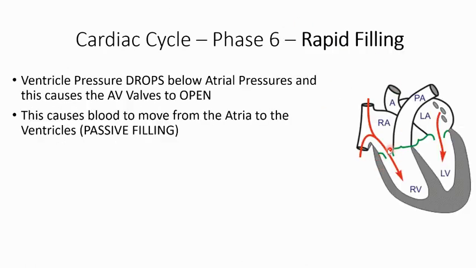So when you open that door right there, those AV valves, the blood that was in the atrium is just going to rush into the ventricle. Now, we didn't contract the atrium. We're just opening the door and letting the blood in. This is passive filling. Atrium's not contracting, but the blood that was hanging out there during the previous phase is now able to enter into the ventricle.